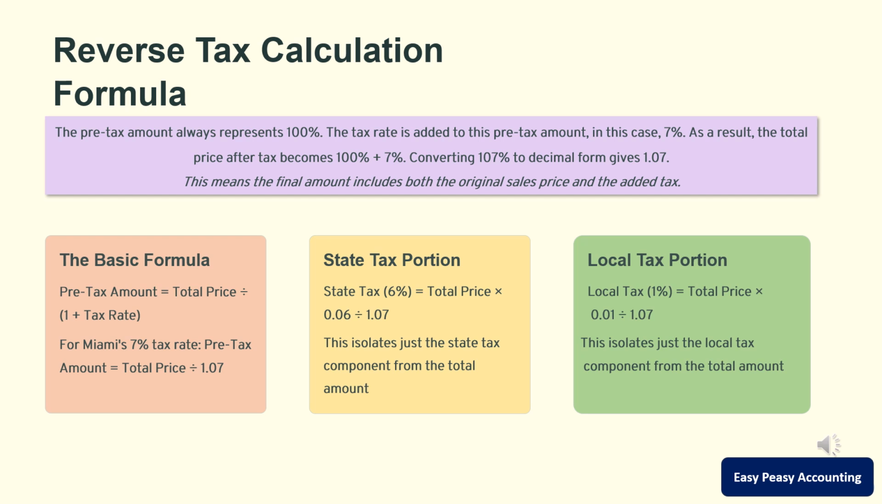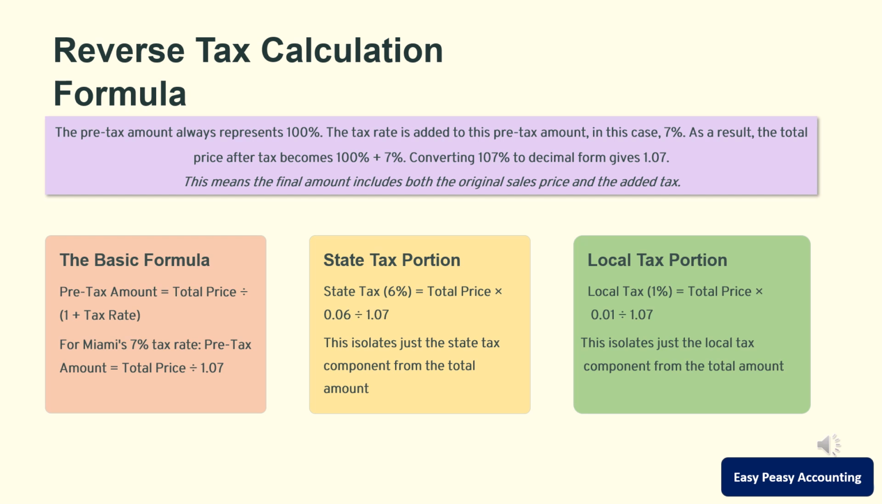Reverse tax calculation formula. The pre-tax amount always represents 100%. The tax rate is added to this pre-tax amount, in this case, 7%. As a result, the total price after tax becomes 100% plus 7%. Converting 107% to decimal form gives 1.07. The basic formula to calculate pre-tax amount is total price divided by 1 plus tax rate. For Miami's 7% tax rate, the formula will be pre-tax amount equals total price divided by 1.07.